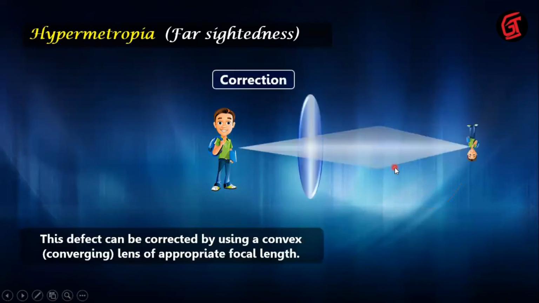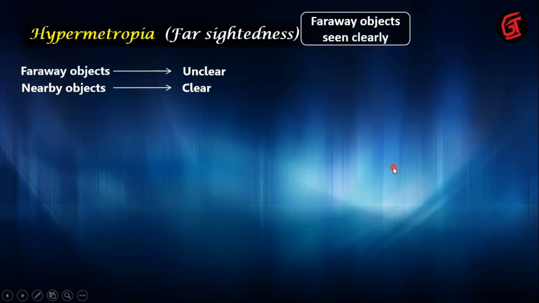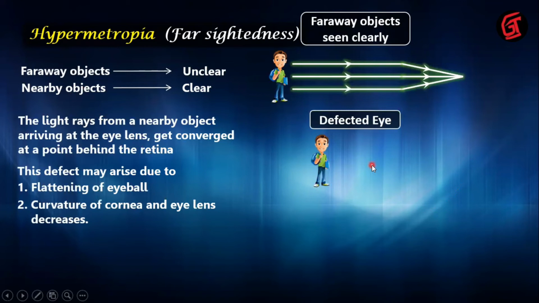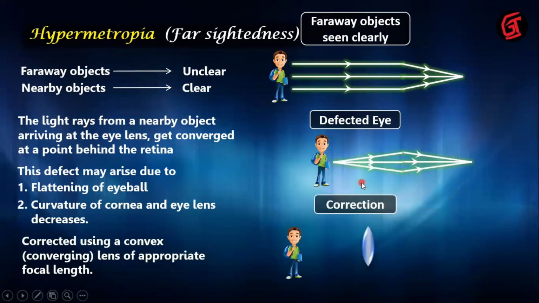Let's continue. So in hypermetropia, what happens? Far away objects are not clear, nearby objects are clear. In myopia, far away objects are clear and nearby objects are not clear. So this defect arises due to flattening of the eyeball, मतलब eyeball छोटा हो जाता है, and curvature of cornea and eye lens decreases. It is corrected using a convex lens.